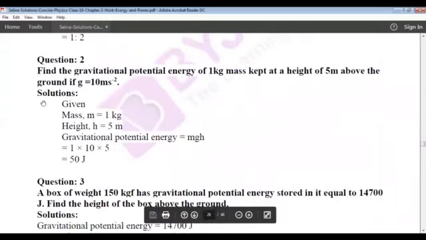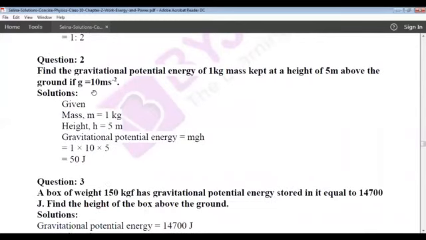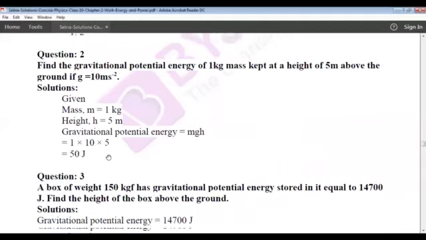Second one: find the gravitational potential energy of 1 kg mass kept at a height of 5 meter above the ground if g is 10 meter per second square. So it is very easy. Mass is given, height is given, acceleration due to gravity is given. We need to find the gravitational potential energy. We have the formula: gravitational potential energy is equal to mgh. If you substitute the values, you'll get the answer 50 joules.